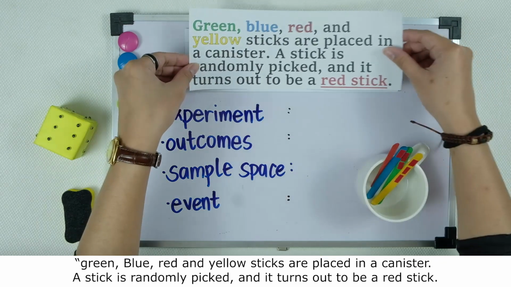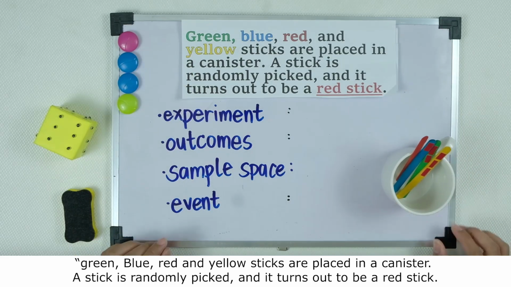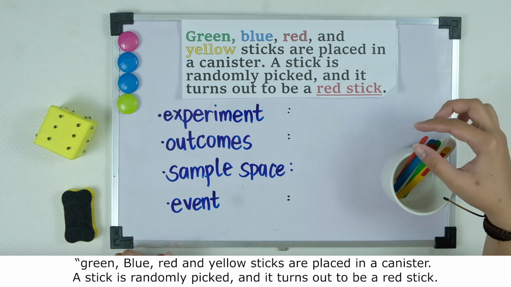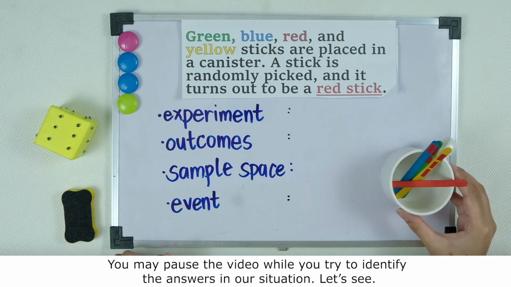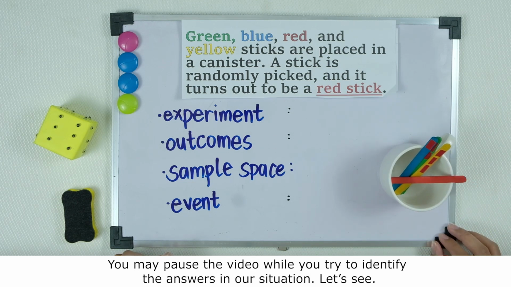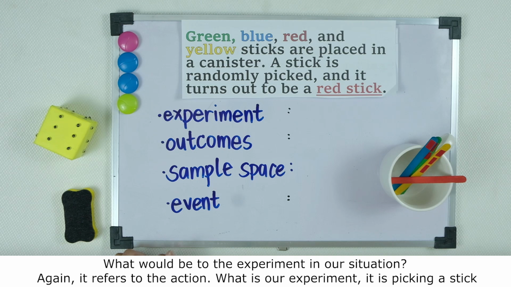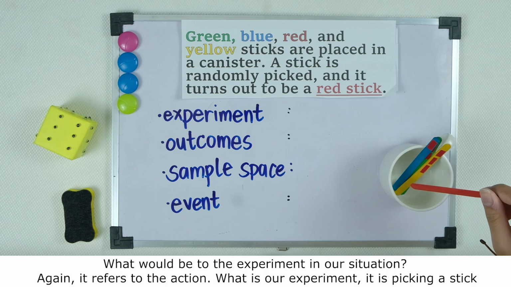Now, our second situation. Green, blue, red, and yellow sticks are placed in a canister. A stick is then randomly picked, and it turns out to be the red stick. You may pause the video while you try to identify the answers in our situation. Let's see. What would be the experiment in our situation? Again, experiment refers to the action. What is our experiment? It is picking a stick.